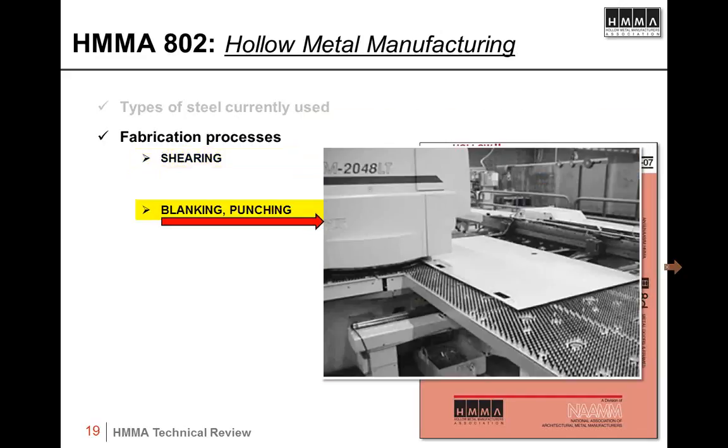The blanking and punching operation allows for the cutting of hardware preparations like your hinges, locks, concealed closers, along with cutouts for windows, louvers, and any other preparation that is required on the door or the frame.